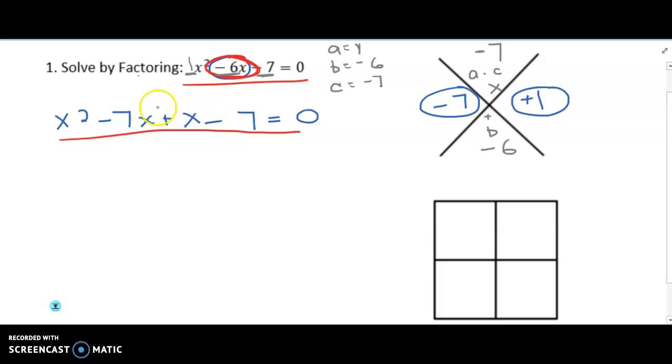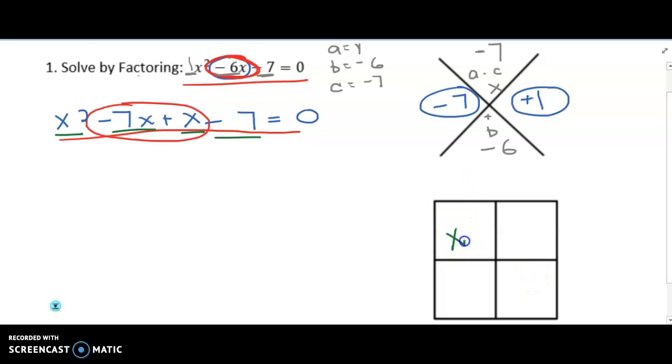Instead of writing my minus 6x, I wrote it as minus 7x plus x, which if you reduce that, is just minus 6x. Now, the reason I did this is because now this expression on the left has 4 terms in it, right? It has an x squared, a negative 7x, an x, and a negative 7. Okay, and I'm going to put those 4 terms in these 4 smaller boxes within a box down here.